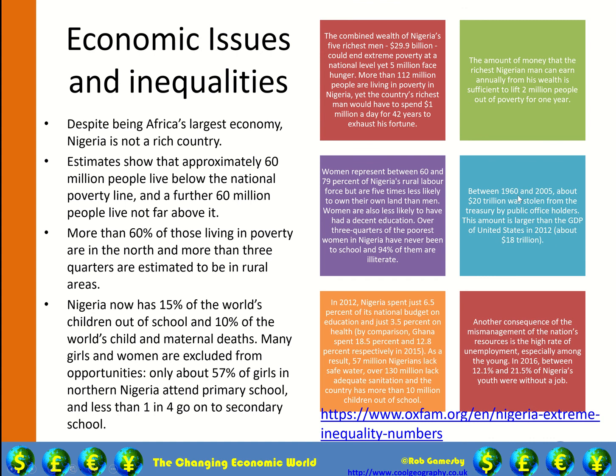And then between 1960 and 2005, about $20 trillion was stolen from the Treasury by public office holders. So that's a sign of corruption. And it spent just 6.5% of its national budget on education and 3.5% on health. And if you compare that with neighbouring Ghana, they spent 18.5% and 12.8% respectively.